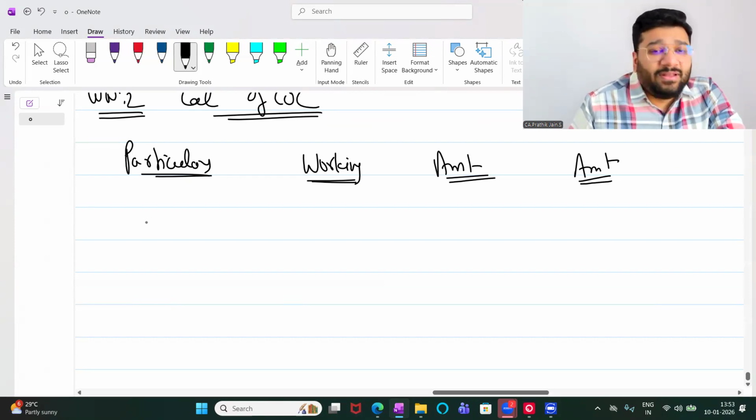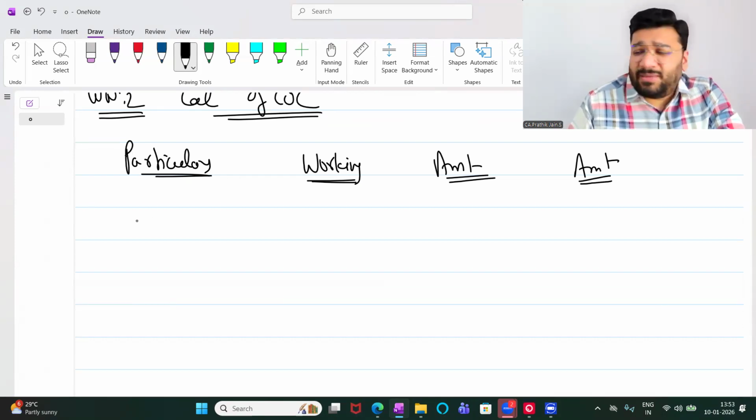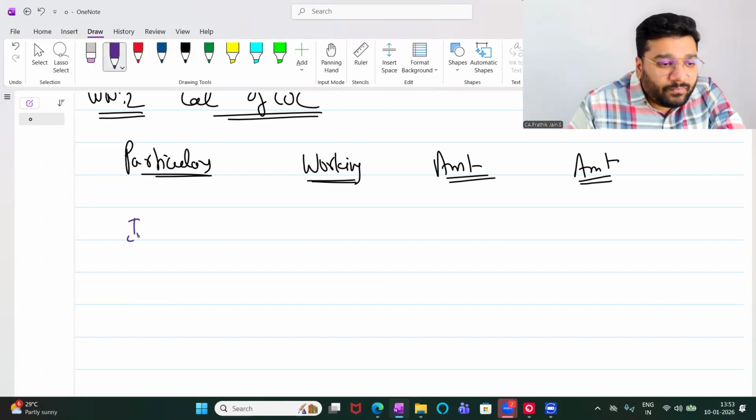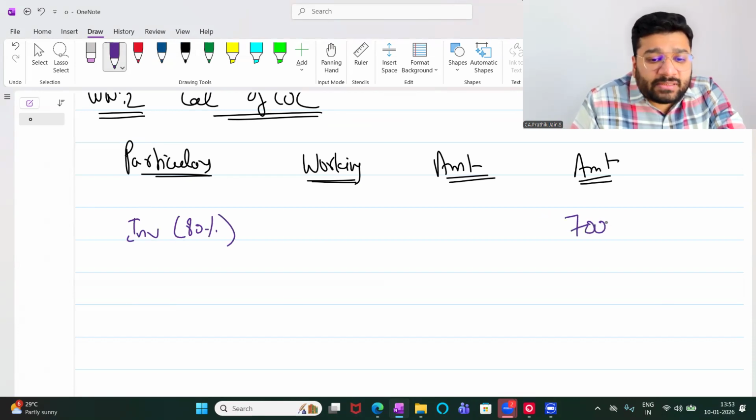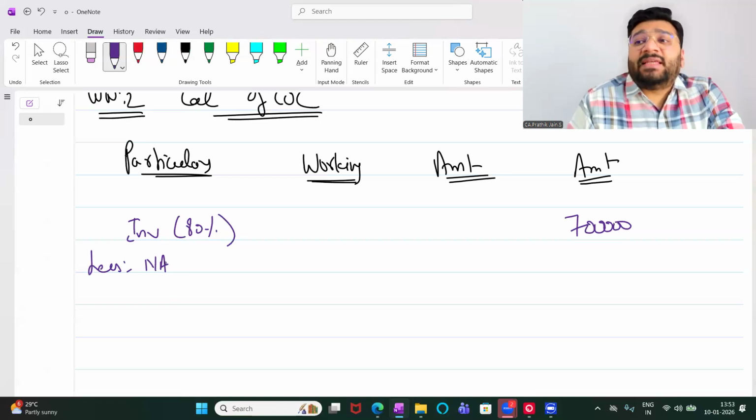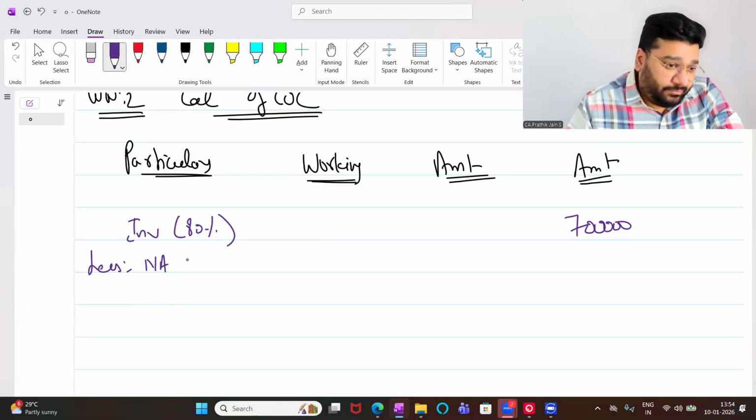Now, next, to calculate goodwill and surplus. To calculate goodwill and capital reserve, I need two components. One is investment, second is net asset. How much is investment? I acquired 80% of investment by paying 7 lakh rupees. But what have you received? Less net asset. I will see net asset as on the balance sheet date, as on the date of consolidation.